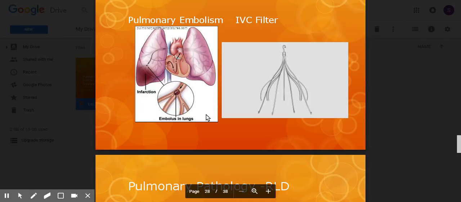The other statistic that the book relays is that 95% of all pulmonary emboluses are the result of lower extremity DVTs. So those DVTs in the lower extremity cause 95% of pulmonary embolus episodes.